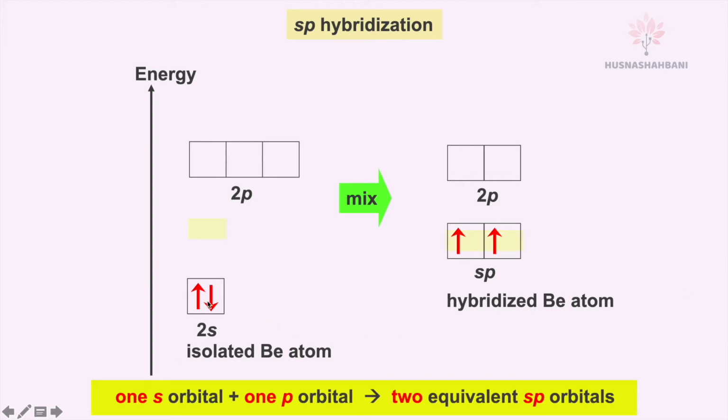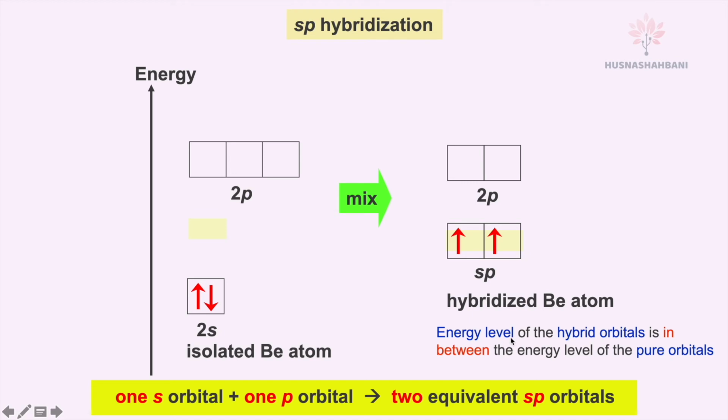So 1s orbital mixed with 1p orbital, you will get 2 equivalent sp orbitals. Both sp orbitals are at the same energy. The energy level of the hybrid orbital is in between the energy levels of the pure orbitals. This is pure s, pure p. The sp hybrid is in between those two pure orbitals.